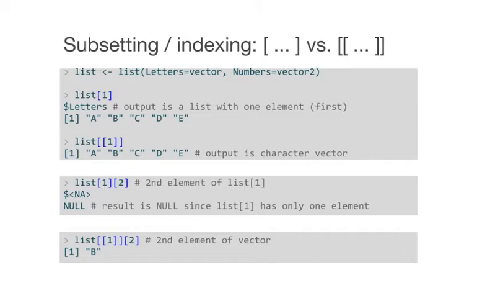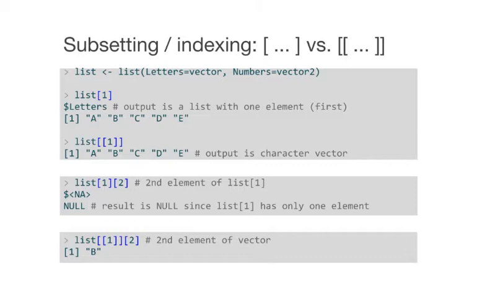If we access the first element of this list with index put in single brackets, what we will get in return is going to be a list, but with just 1 element, called vector. If we use double brackets, the output we'll get is going to be the vector of characters itself.